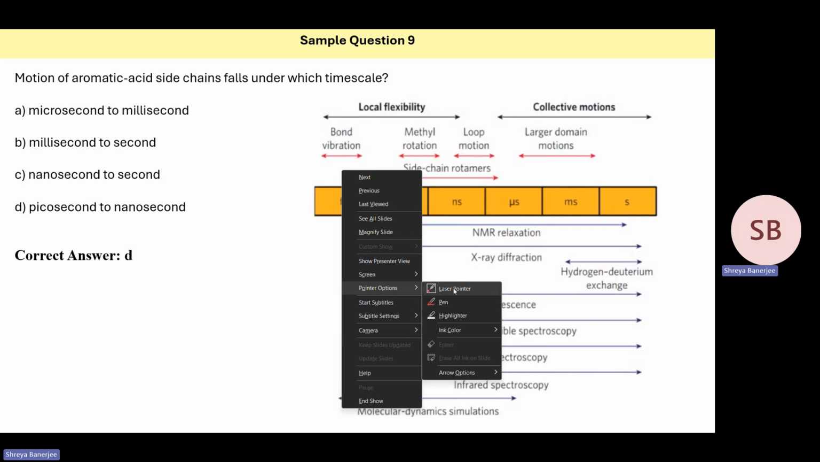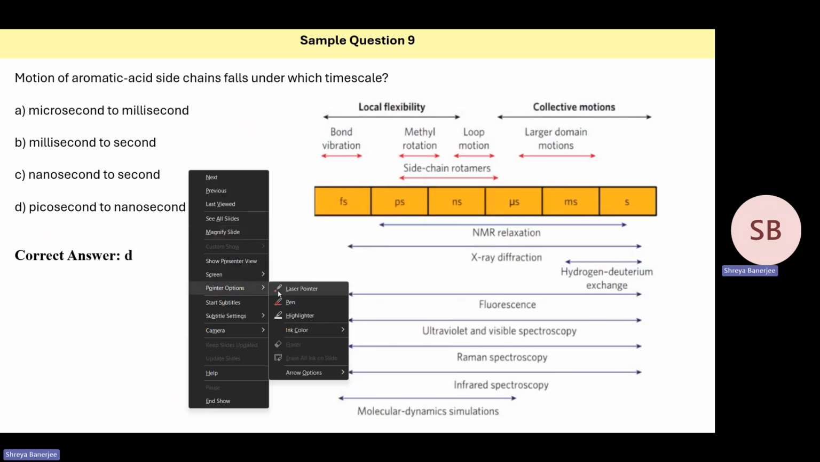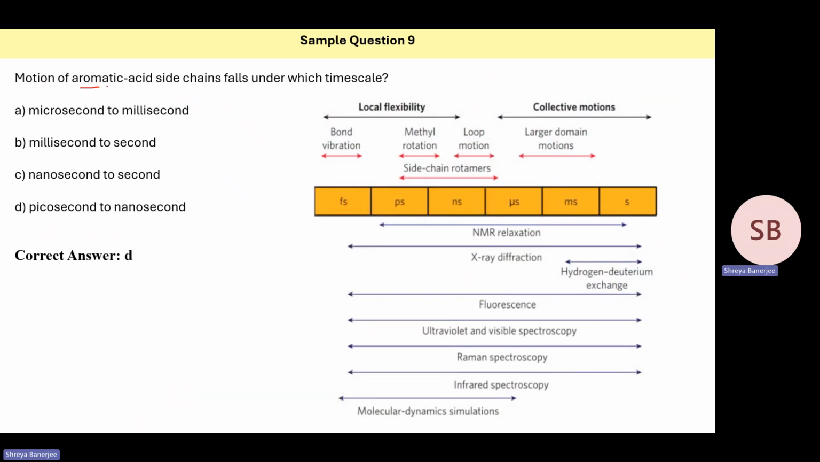So if you look at the options, we are talking about aromatic acid. This will fall under side chain rotamers. It is ranging from pico to, we can say, nano or micro. So the closest answer is option D, that is picosecond to nanosecond. Sometimes it might go to micro, but there are not too many rotations in the microsecond time scale. So the correct answer is option D.